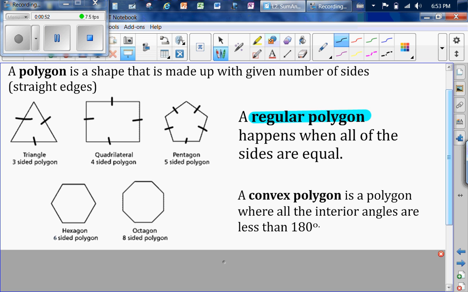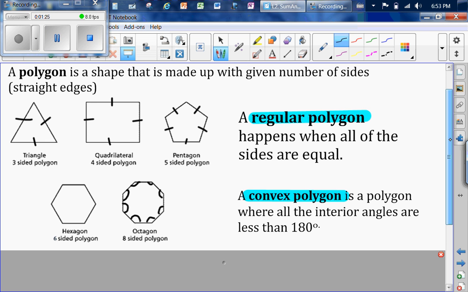All of these are also examples of convex polygons. What that means is that you have a polygon where all the interior angles are less than, not 90, sorry, 180. So every single angle inside is less than 180 degrees. So then we have our convex polygon.